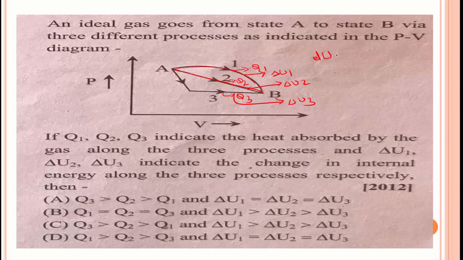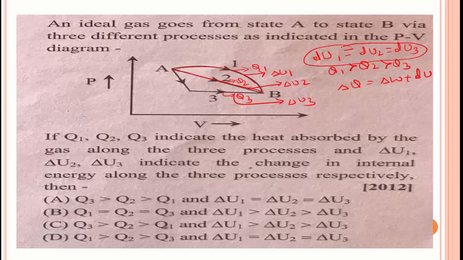The change in internal energy is the same, so dU1 is equal to dU2 is equal to dU3. Here Q1 is greater than Q2 is greater than Q3, because delta Q is equal to delta W plus dU, the change in internal energy. The change in internal energy is independent of the path. That's why we write U1 is equal to U2 is equal to U3.